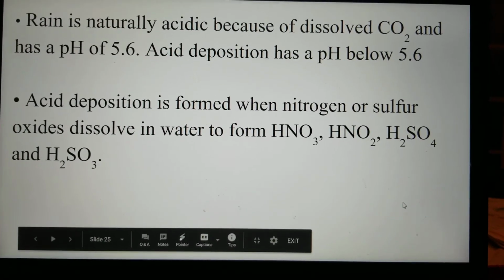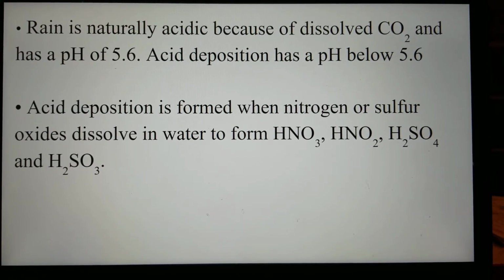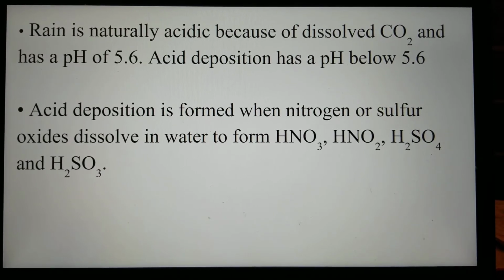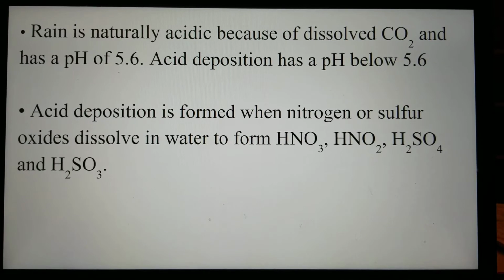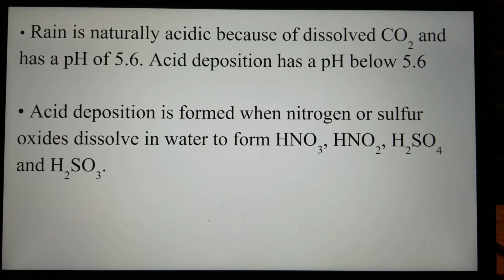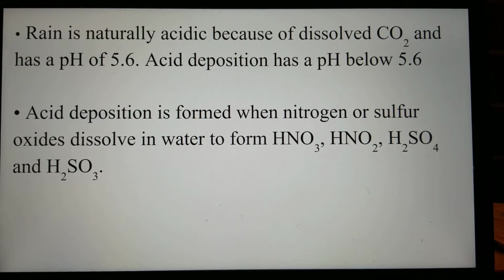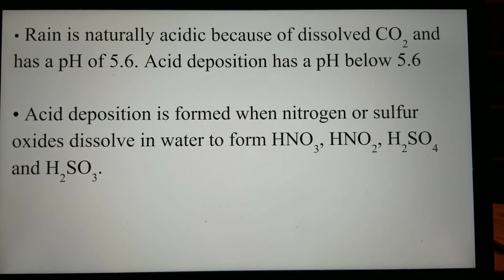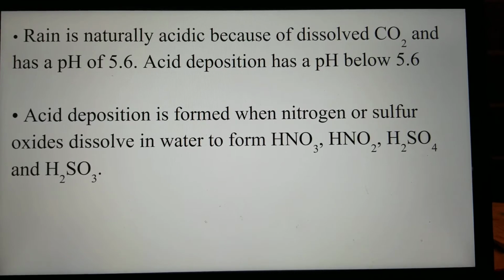So rain is naturally acidic because of the dissolved CO2 in it. We're all breathing CO2. It's in the atmosphere. The rain collects in the clouds. When raindrops fall, they are naturally slightly acidic. Their pH is 5.6. But if it has a pH below 5.6, then it's now acid rain, and it's called acid deposition.